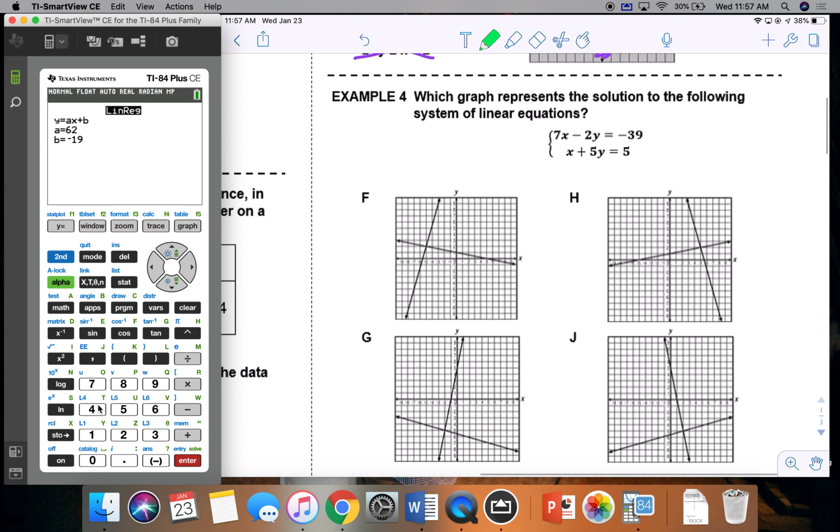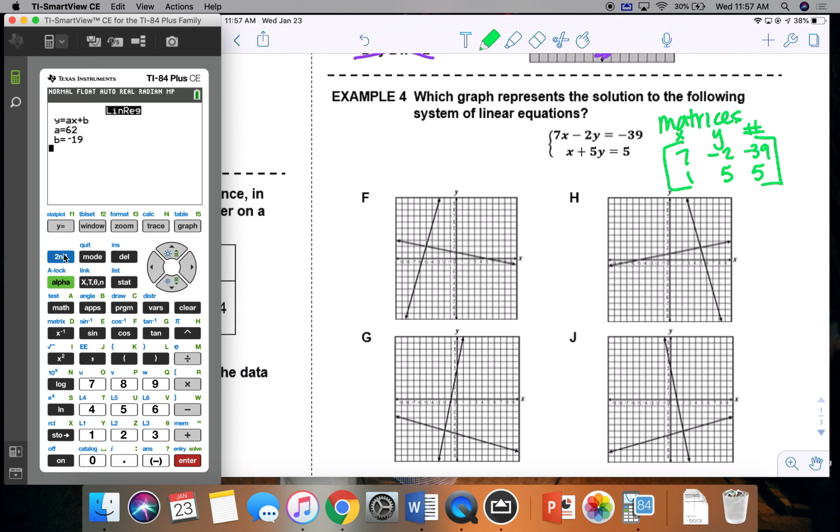Example 4 asks which graph represents the solution to the following system of linear equations. So we're given a system up here and a bunch of graphs. What I'm going to do is use matrices because this is set up for matrices, and then see what my answer is from the matrices and which one matches the graph. So for matrices, we have x, y, and answer. In the first one we have 7, -2, and -39. The second one is 1, 5, and 5.